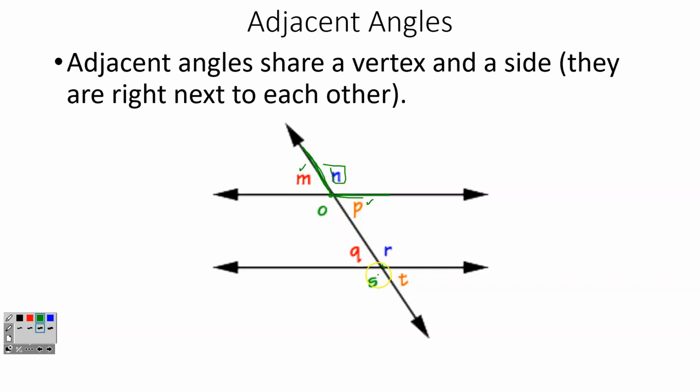If I were to say S, then we'd look at the vertex and the side. So we have this side right here. So T shares that side and that vertex, and Q shares that side and vertex. So we say when they're adjacent, that they're right next to each other.